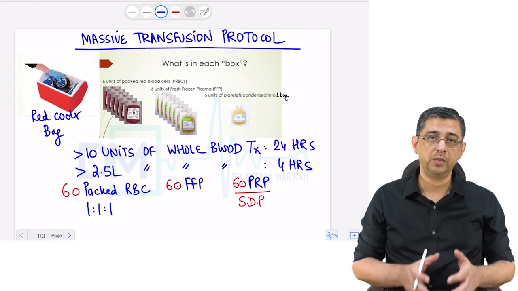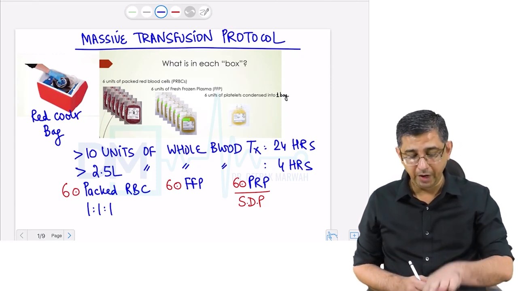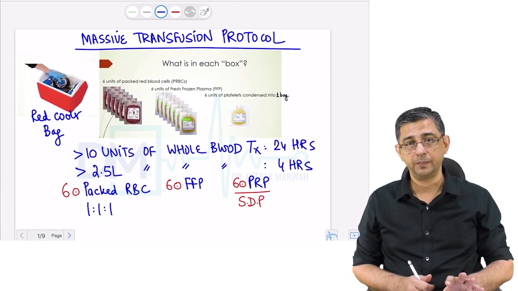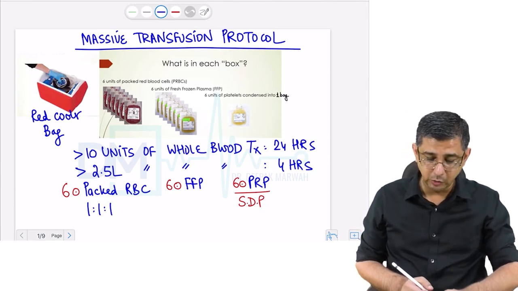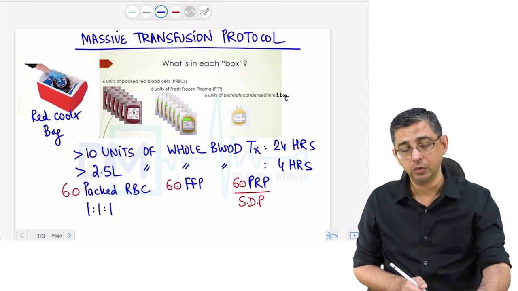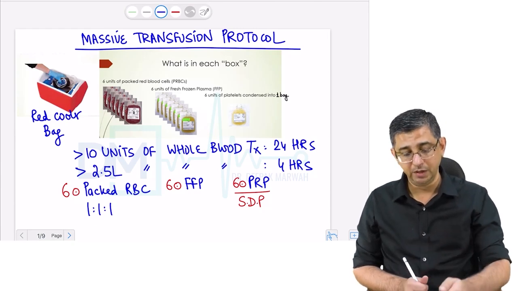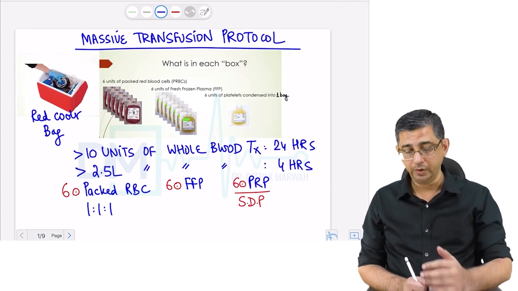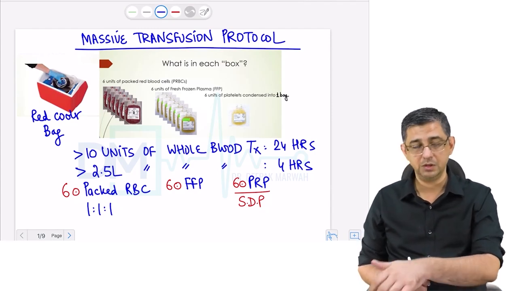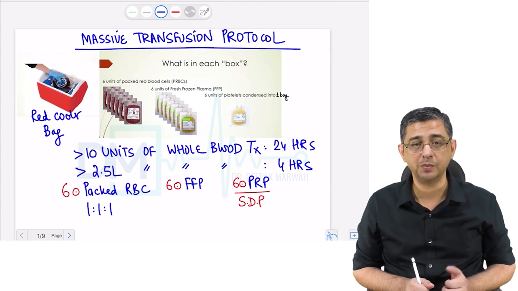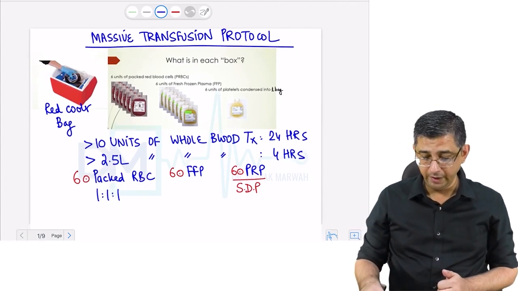So once the red cooler bag is obtained, you will keep the packed RBCs inside the cooler bag only. But when it comes to plasma, the plasma will be kept outside the cooler bag to let it thaw, and the platelets anyway can be kept outside at room temperature. And once you are done with packed RBCs, then you go in the sequence that I have tried to explain to you. Now, why the rush?